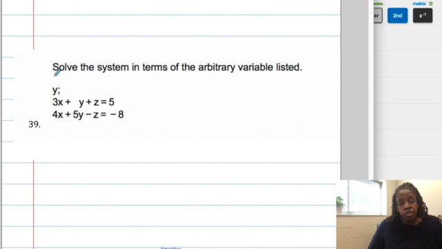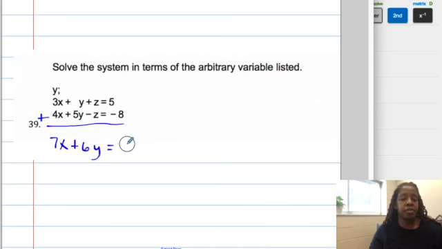Now, knowing what your arbitrary variable is should make something happen in your brain. That means that every other variable needs to be written in terms of that variable. So don't eliminate y. All right, so whatever your arbitrary variable is, don't eliminate that one. So as I look at this system, I'm going to add them together because it's going to allow me to eliminate the z variable. And it's going to show me the line that I would get if these two planes intersected. And I'm going to get 7x plus 6y is equal to negative 3. That's going to be the line that I end up with.